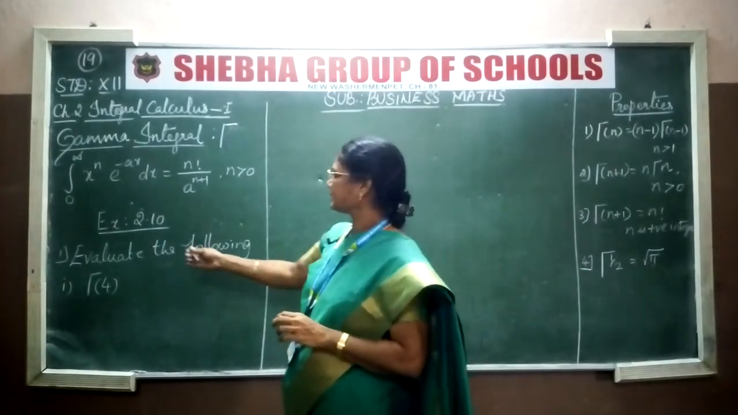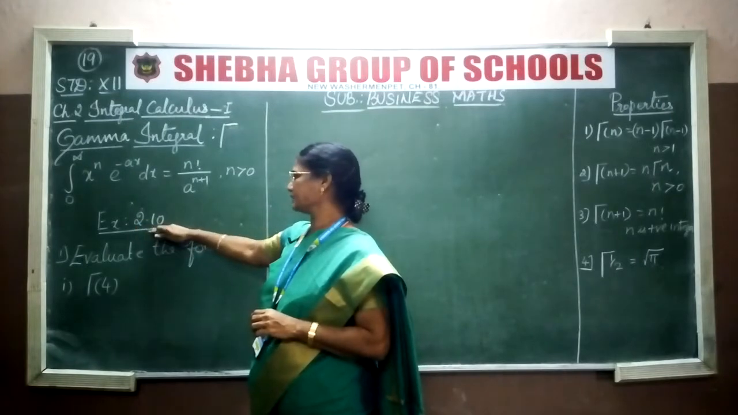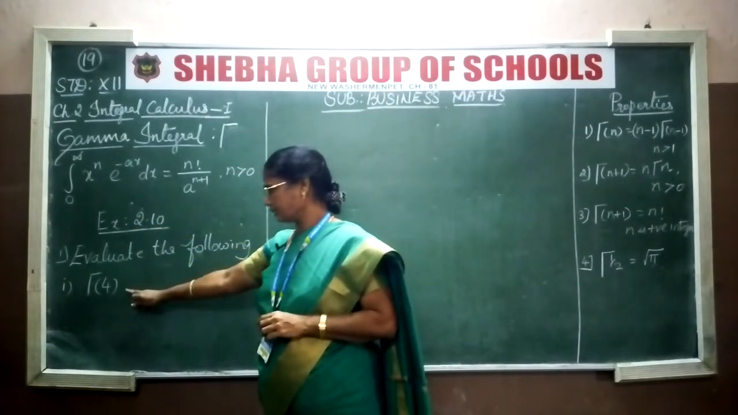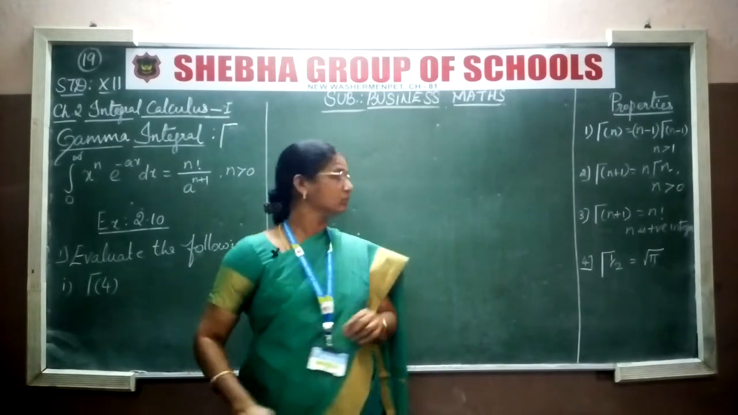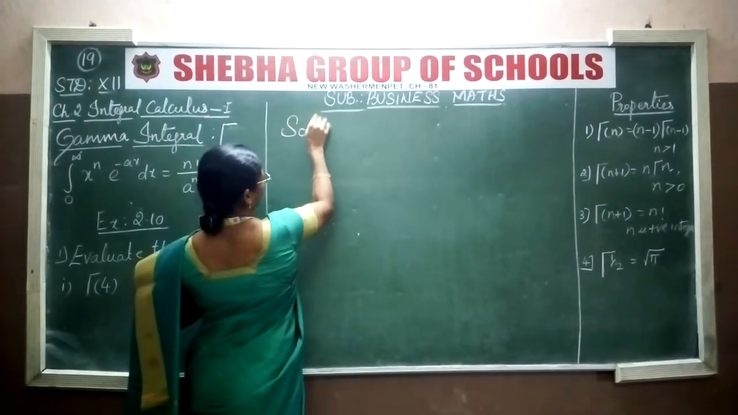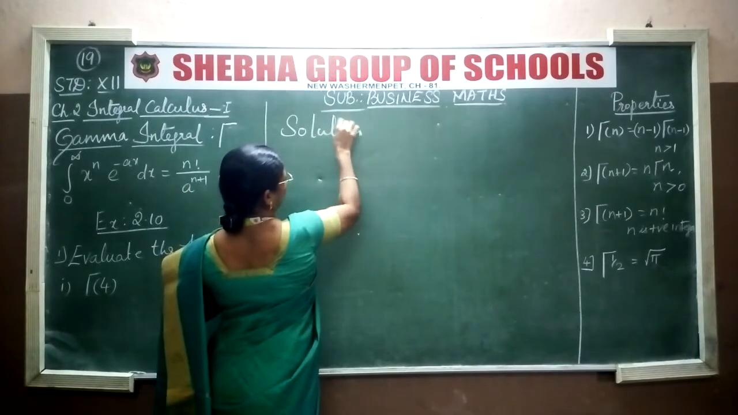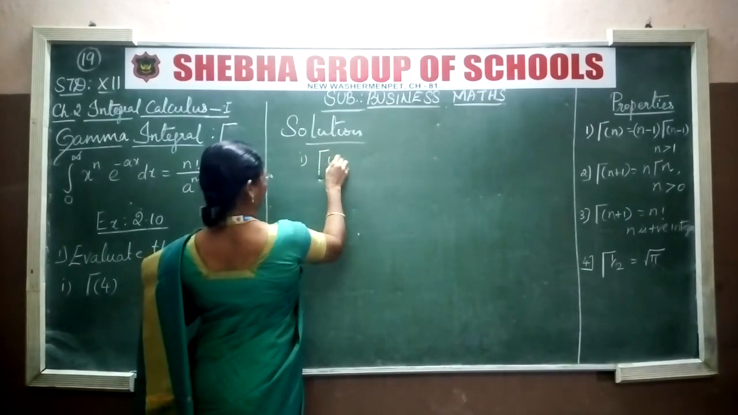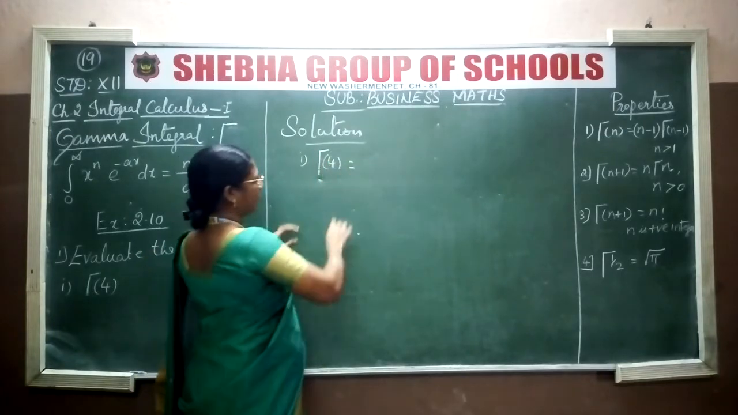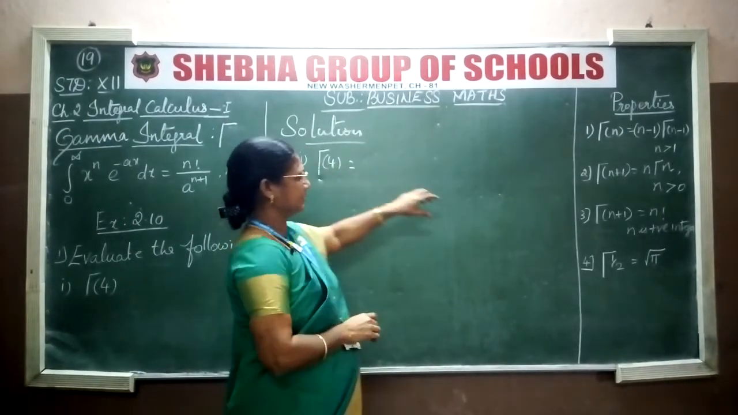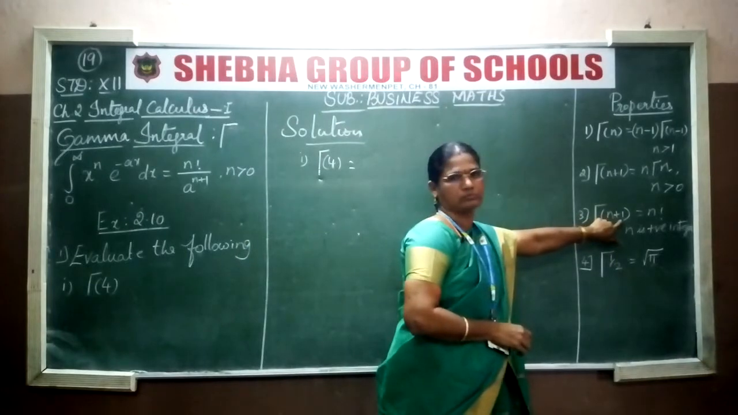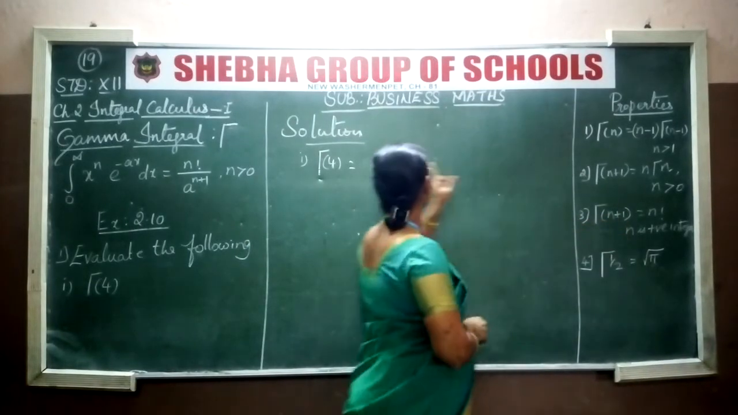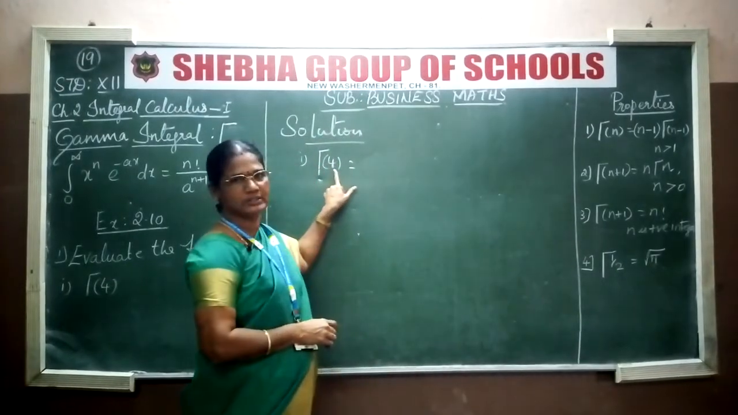Let us see exercise sums. Exercise 2.7. First one. Evaluate the following. First one, gamma 4. So first write the given one, gamma of 4. We have to write this in the form of n plus 1, where n is a positive integer. So here 4 is a positive integer.